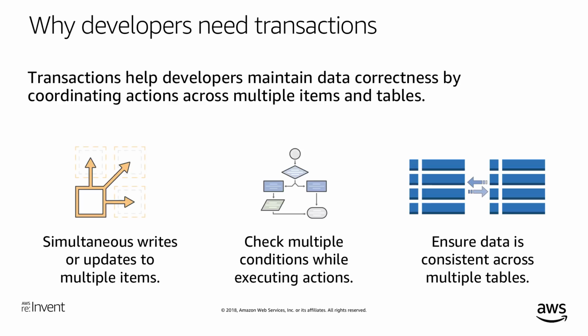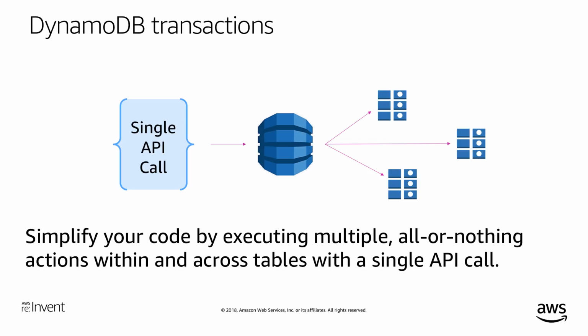And ensure data is consistent across multiple tables. Again, this is the design feature. Do you need one table or multiple tables? I would say that a lot of DynamoDB applications only require one table. But if your application requires multiple tables for whatever reason, then it supports multiple table transactions. So it is a single API call. It's an all or nothing action within and across tables within a single API call. And I'll talk about each one of those API calls next.